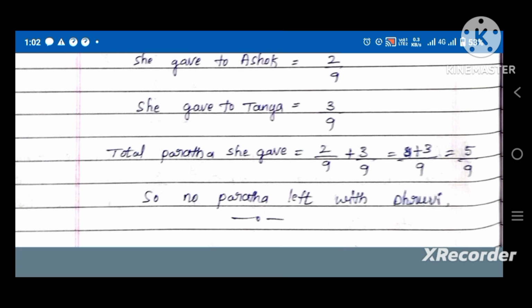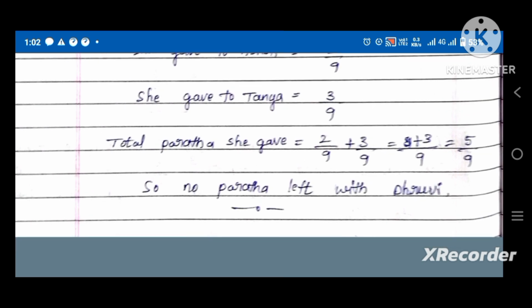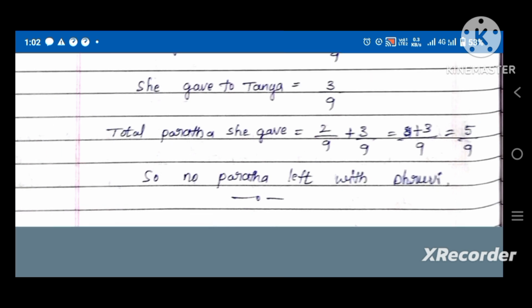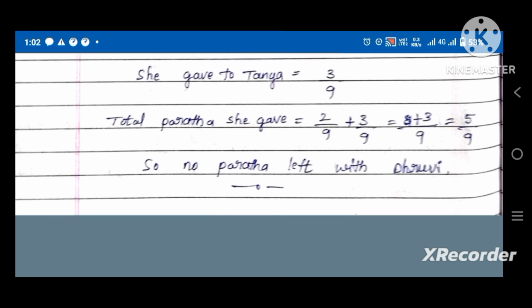She gave to Tania is equal to 3 by 9. Total paratha she gave is equal to 2 by 9 plus 3 by 9 is equal to 2 plus 3 by 9 is equal to 5 by 9. So, no paratha left with Dhruvi.